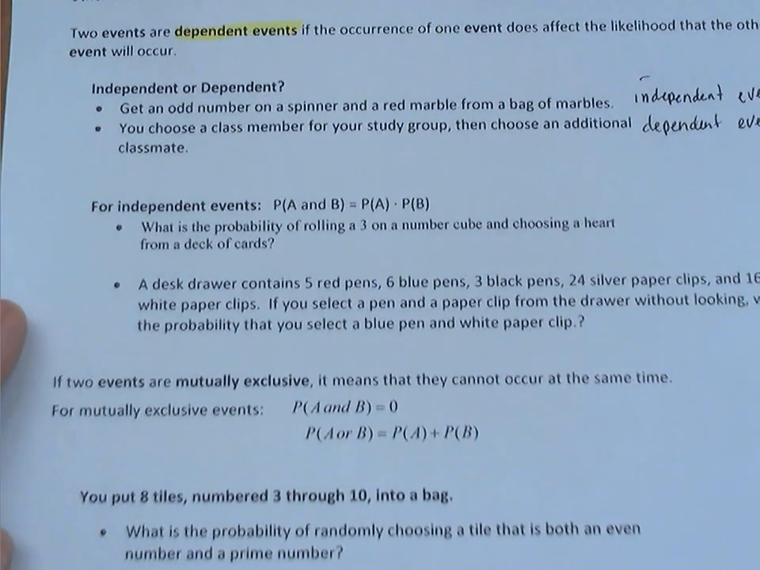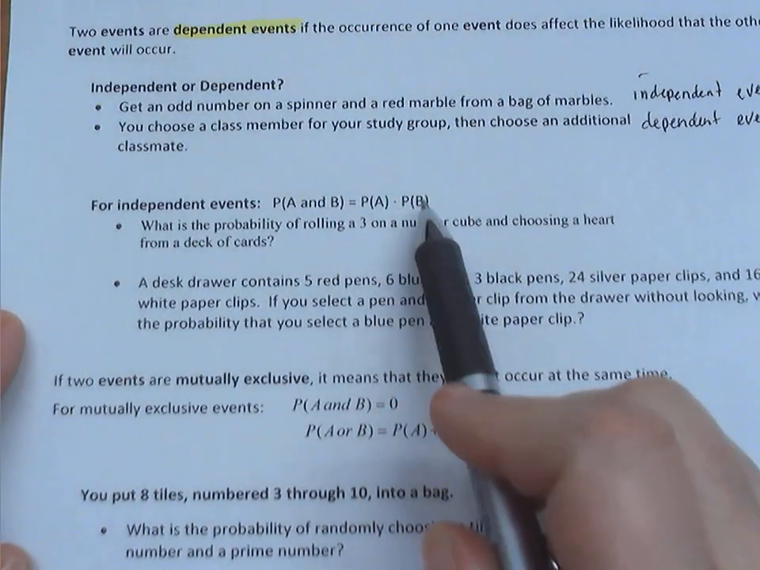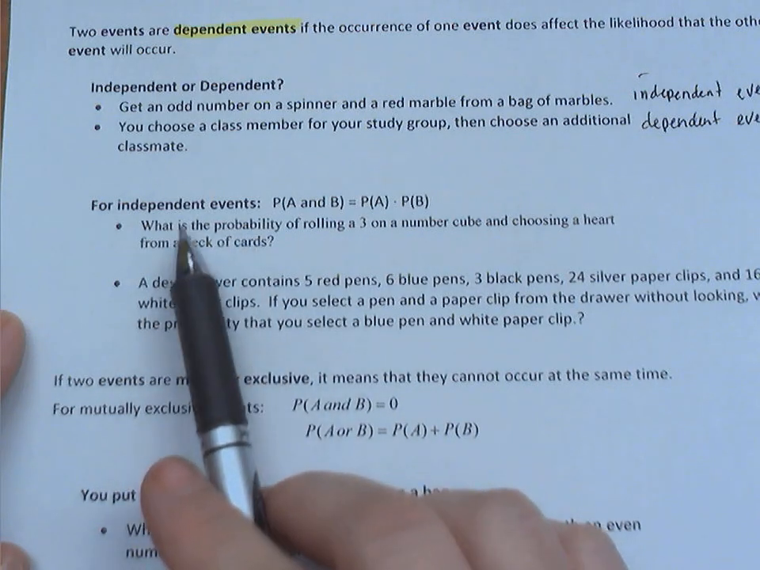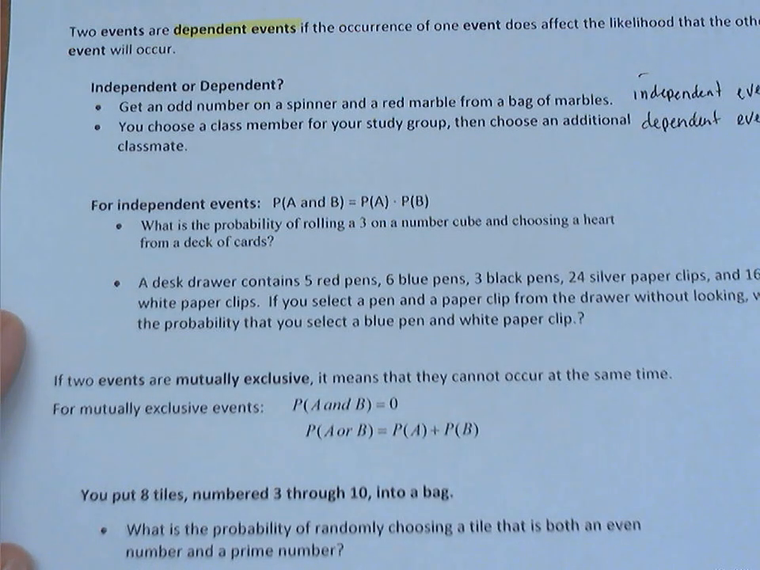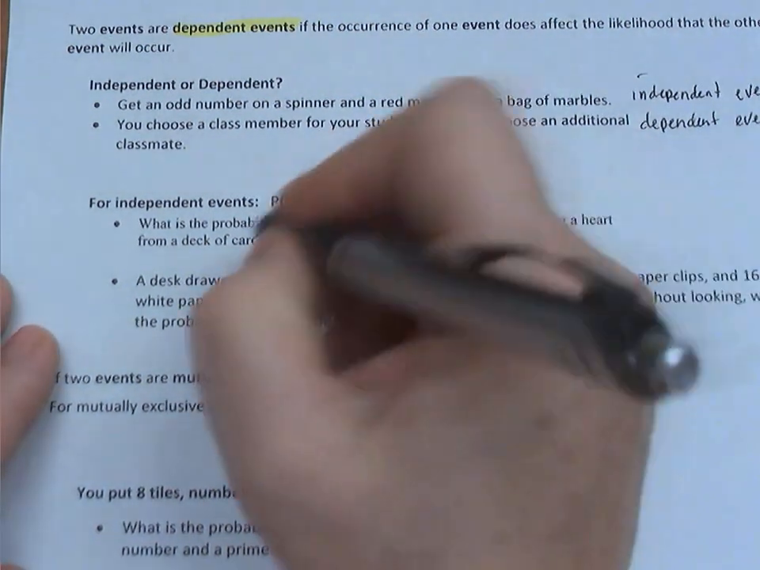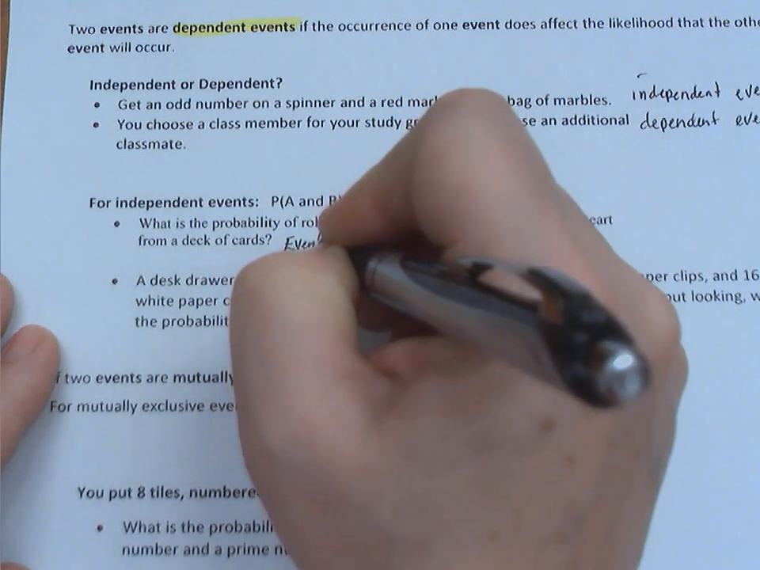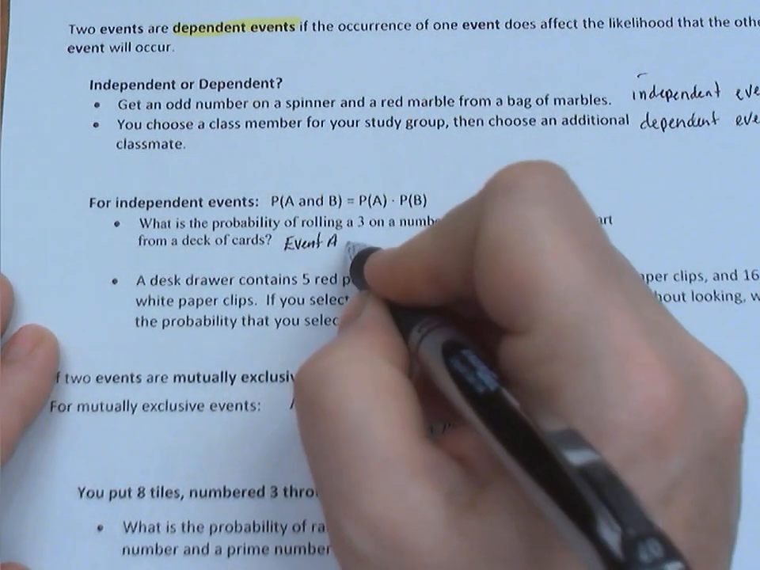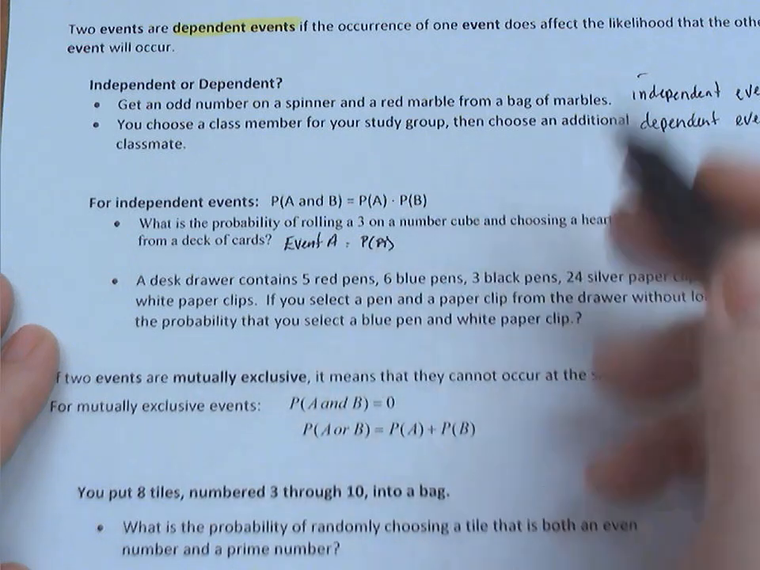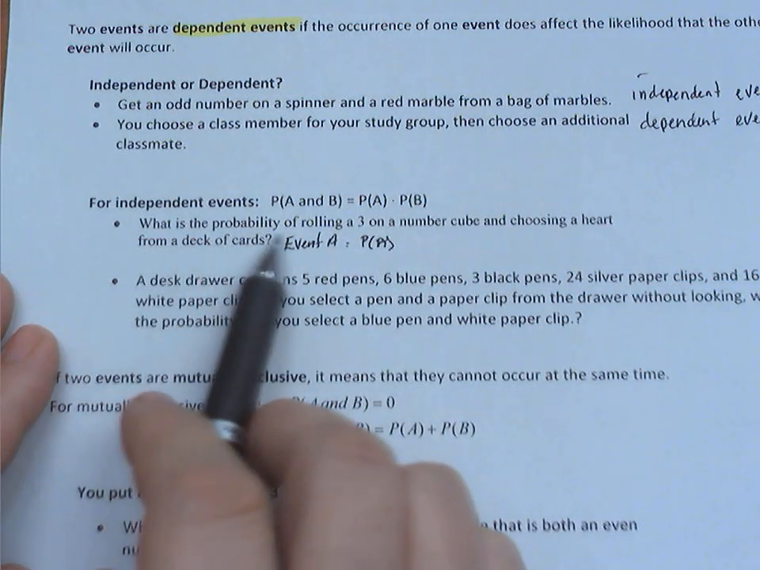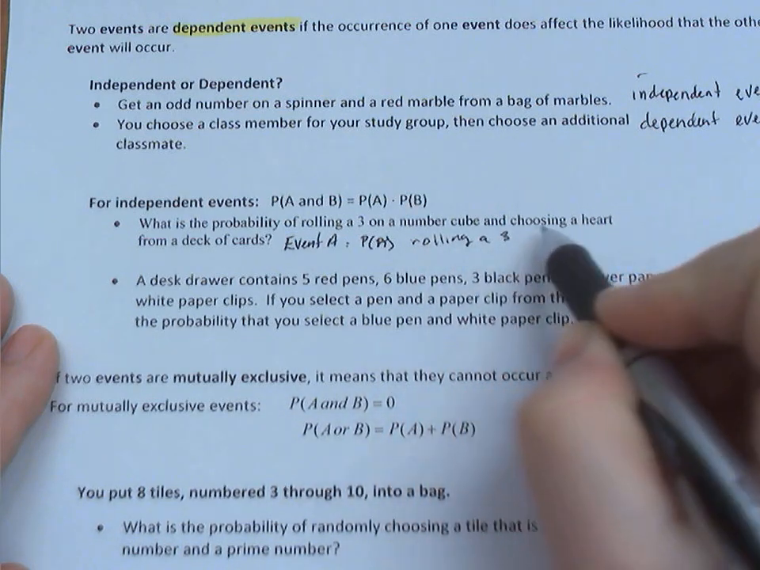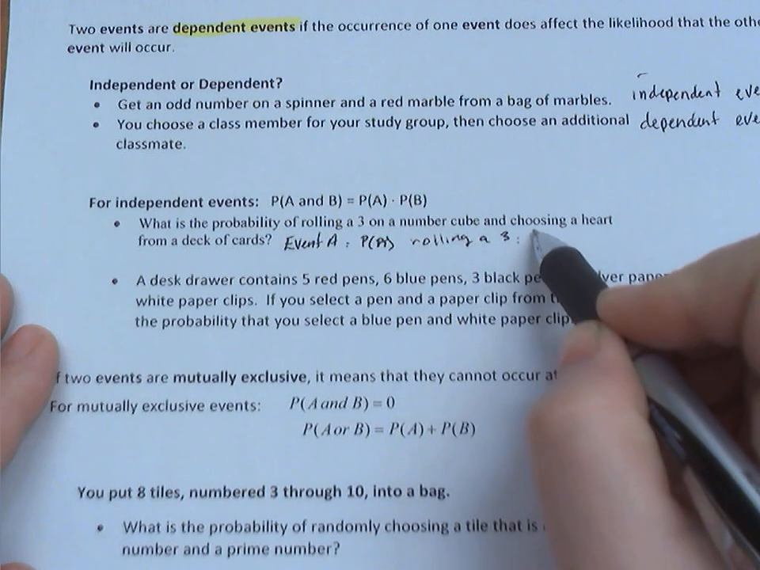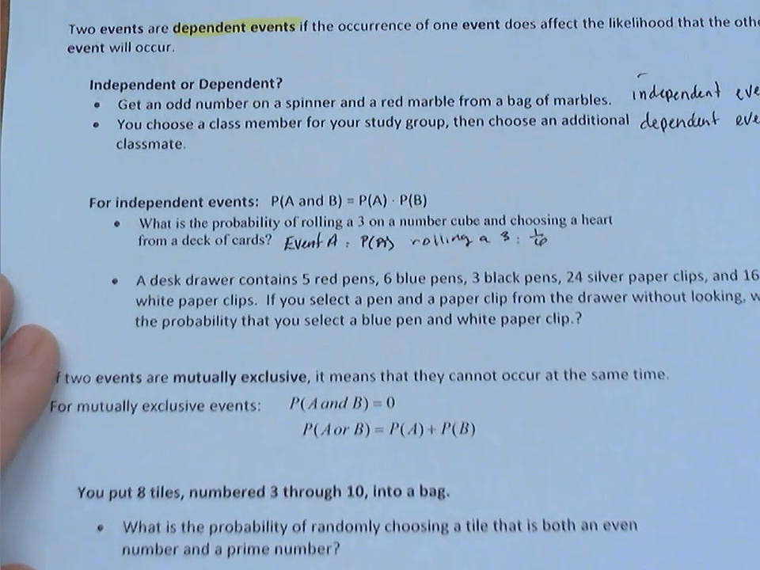For independent events, the probability of both of them happening is the product of their probabilities. So what is the probability of rolling a number 3 on a cube and choosing a heart from a deck of cards? So you have two events happening. Event A, or the probability of A, is the probability of rolling a 3, which gives you 1 in 6, because there's one 3 on a number cube.